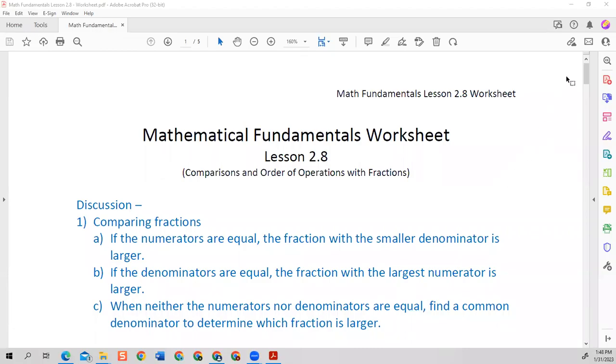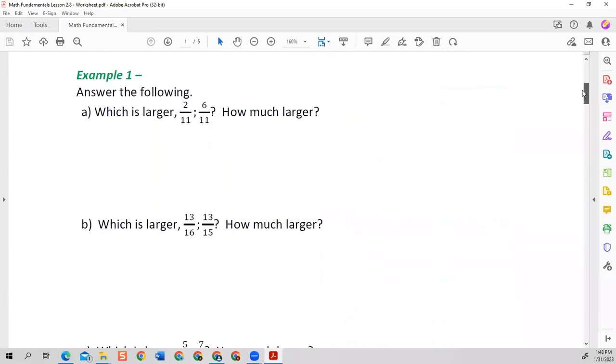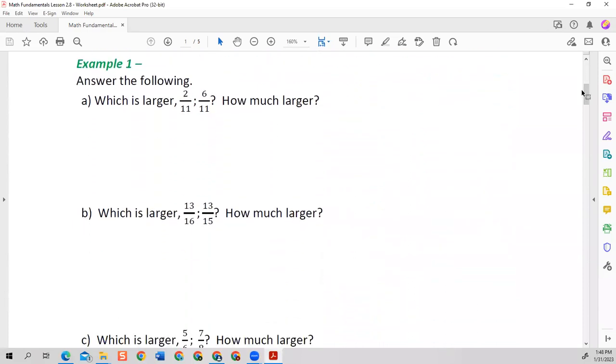Comparison and order of operations with fractions. Let's start with comparison. Whenever we're comparing a set of fractions, we are trying to determine which one is larger than the other. Now, sometimes it's obvious when you just look at these.